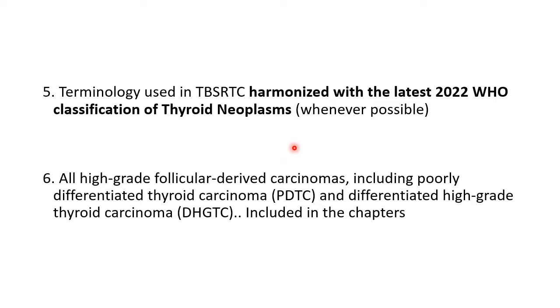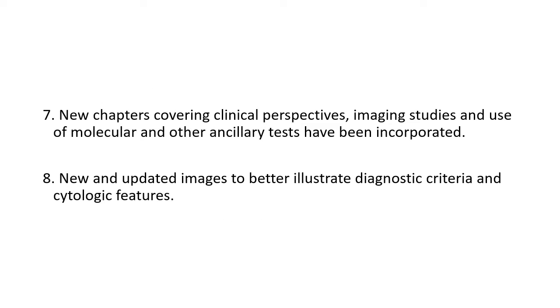The terminology used in the Bethesda system for reporting thyroid cytology has been harmonized with the latest 2022 WHO classification of thyroid neoplasms whenever possible. All high-grade follicular-derived carcinomas, including poorly differentiated thyroid carcinoma and differentiated high-grade thyroid carcinomas, have been described in detail in the chapters. New chapters covering clinical perspectives, imaging studies, and use of molecular and other ancillary tests have been incorporated, and new images have been added to better illustrate the diagnostic criteria and cytologic features.